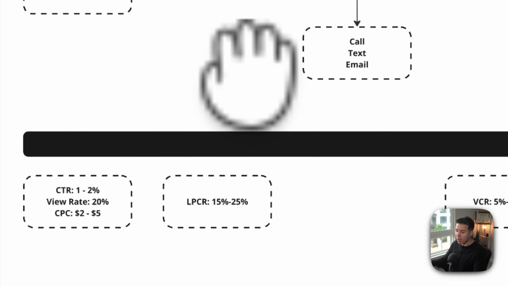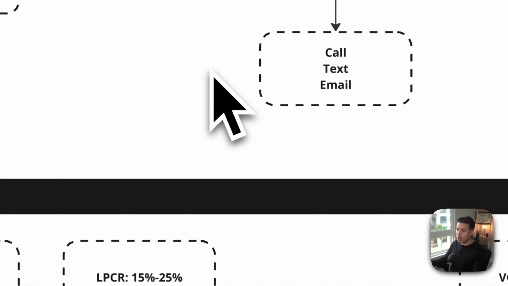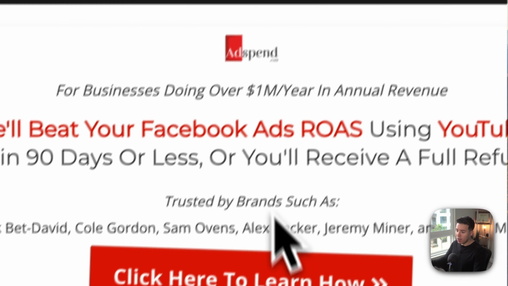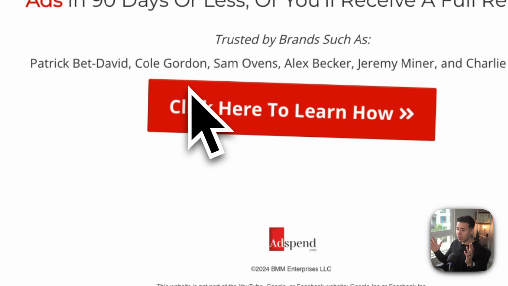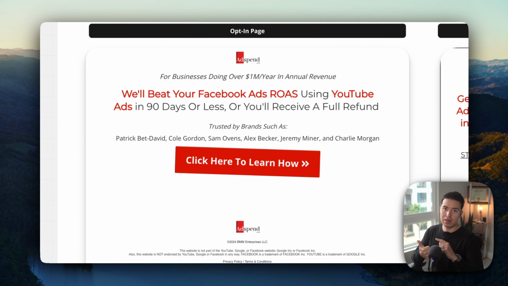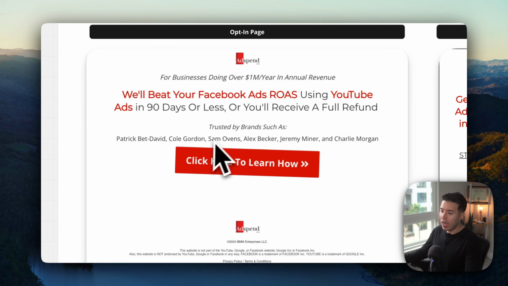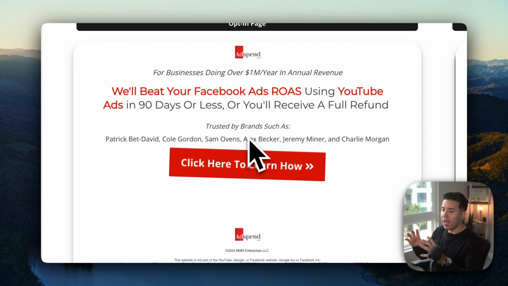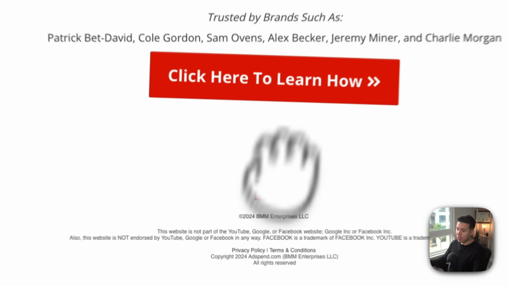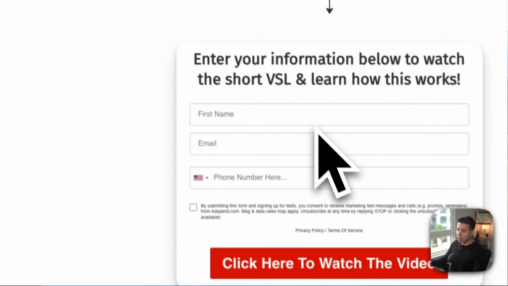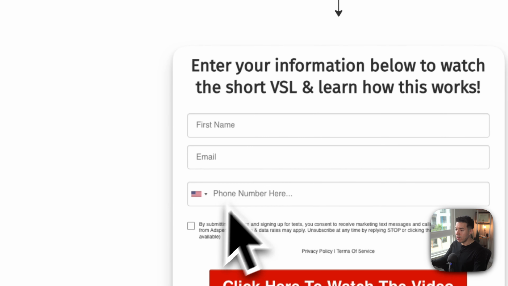The opt-in page, this is where people opt in and just put their basic information: name, email, and phone. And for this page, we don't add the VSL video. It's basically just your headline, what your offer is. Once they click this, it's going to be a form like this: first name, email, phone number.